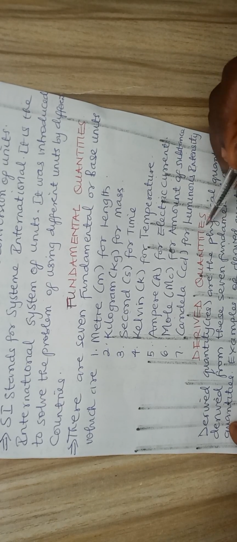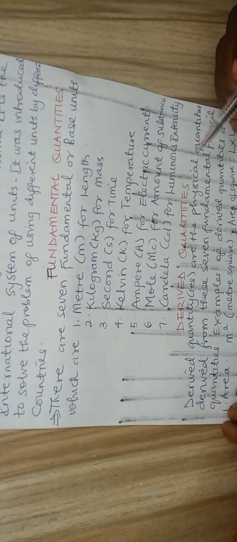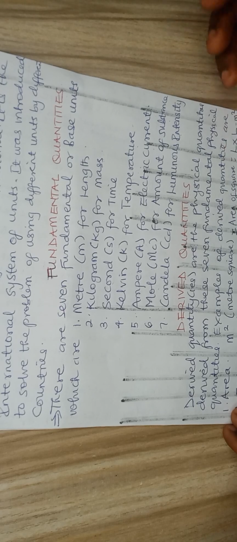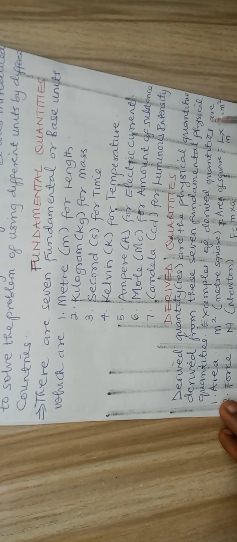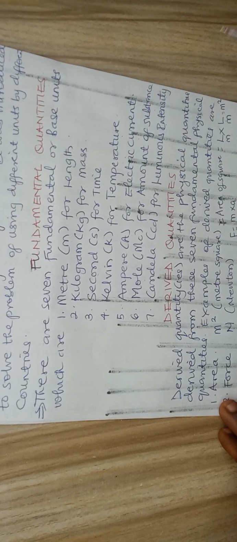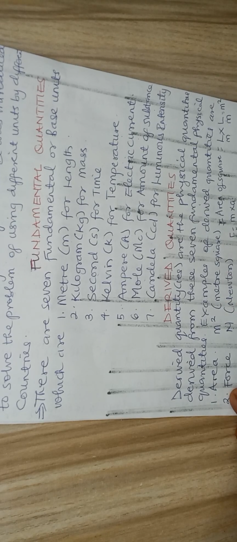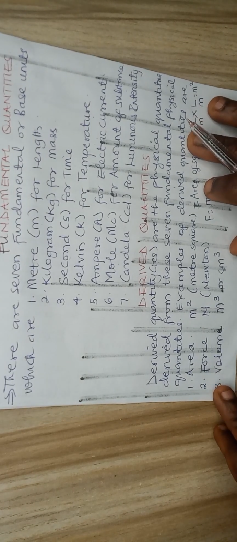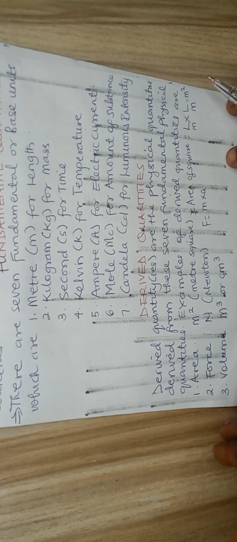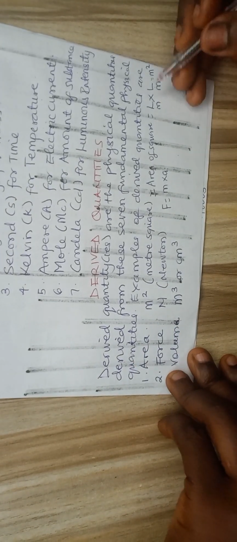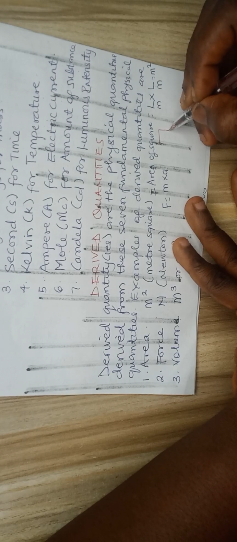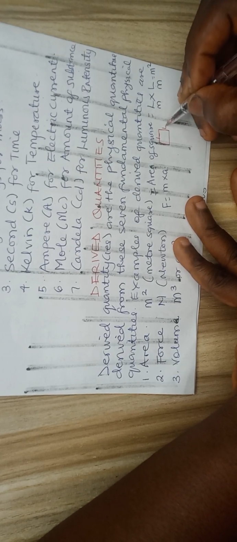Then we have the derived quantities, which are derived or gotten from the fundamental quantities. So the derived quantities are the physical quantities derived from these 7 fundamental physical quantities. I'm going to be giving you some examples here. The area. Now you can remember, if you are measuring the area of a body, for instance, let's say the area of a square. The area of a square has equal sides, length by length.